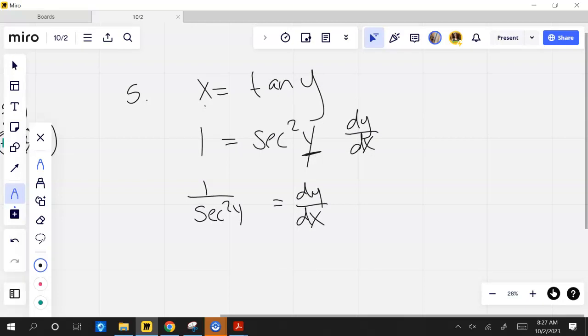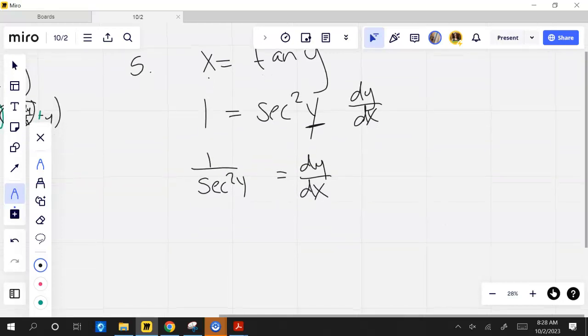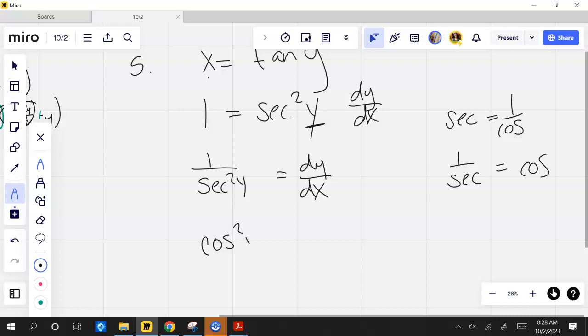Normally that would be an x, and so the derivative of x is just 1, but because this has got a y in it, the derivative of y is dy dx. This is not completely simplified though, because think about this. If secant is 1 over cosine, then 1 over secant is cosine. So this is really just cosine squared y. You would need to recognize that. That's one of those things to recognize again.